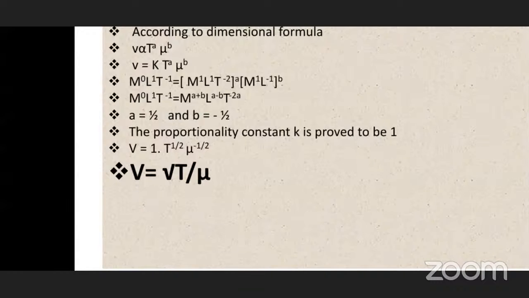While calculating, Newton found the velocity of sound in air to be 280 meters per second. But the actual experimental value is not 280, it is 330 meters per second. So there is a difference of about 15% between the value calculated by Newton's theory, V equal to root P by rho, and the experimental value, which is more than the theoretical value. So another scientist, Laplace, changed this equation.